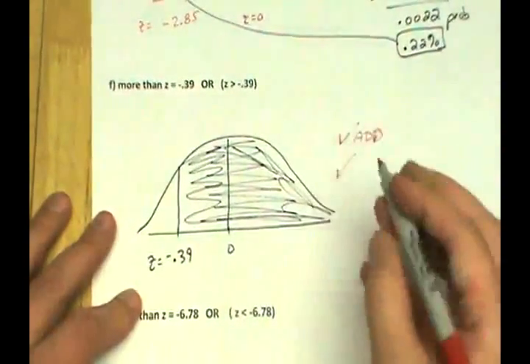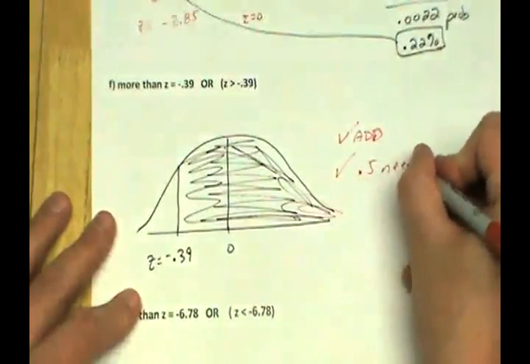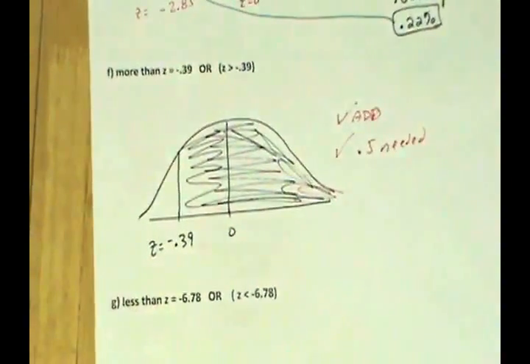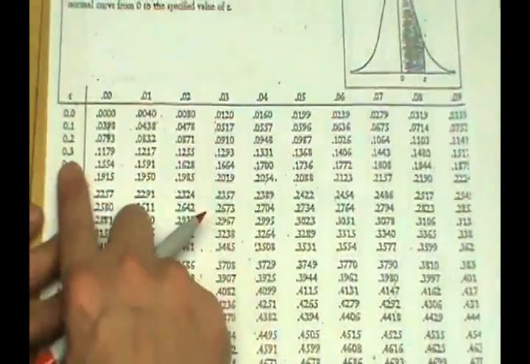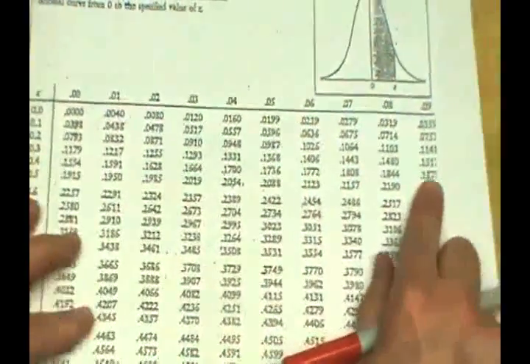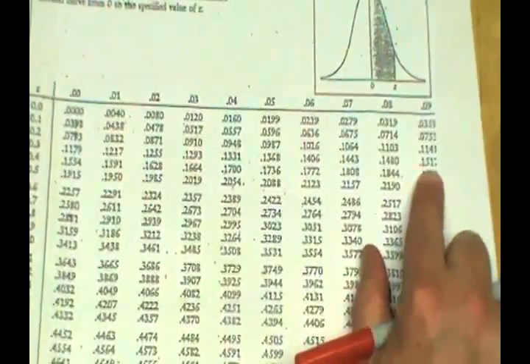And is the tail over here involved? Yep, so 0.5 is needed. Okay, so we look up 0.39. Okay, 0.3. Go all the way over to 9, and you're looking at 0.1517.